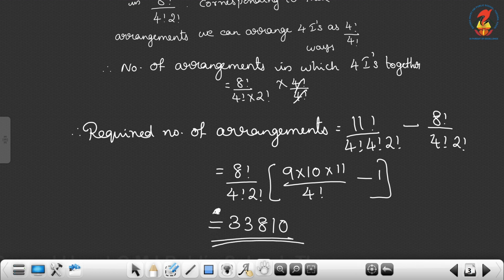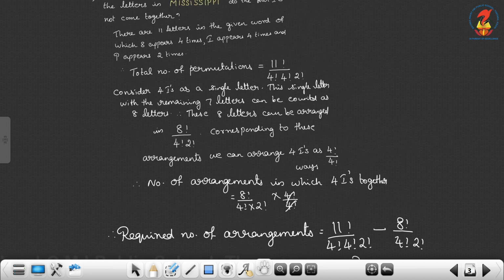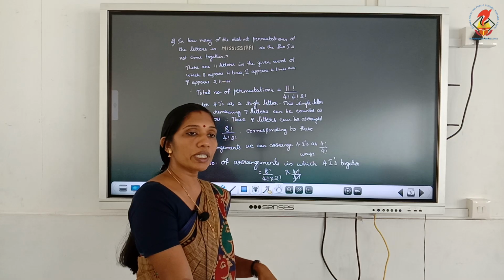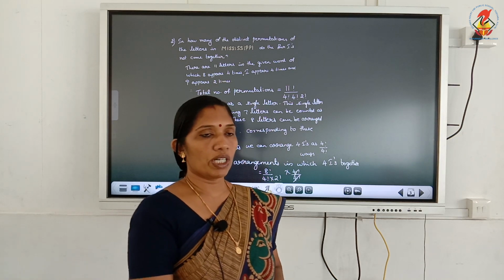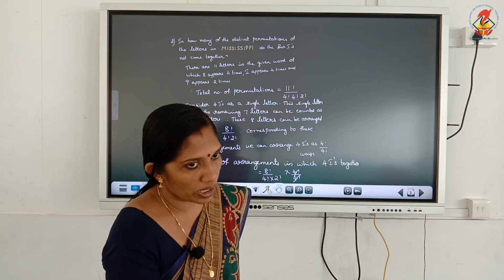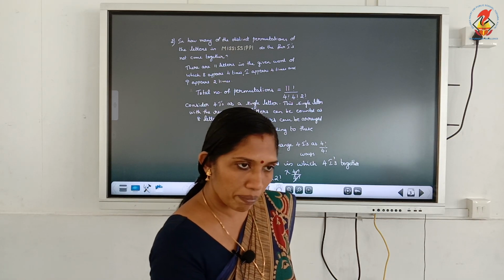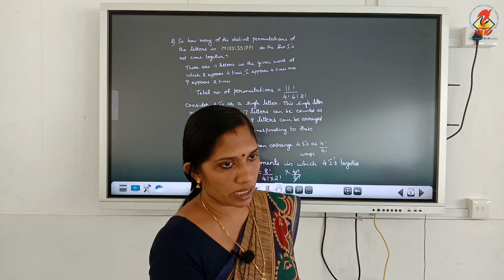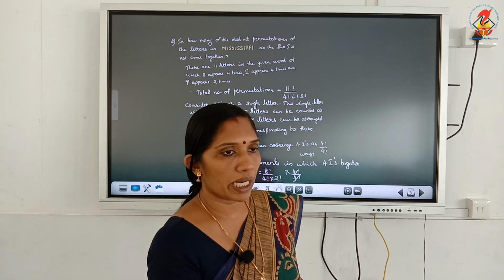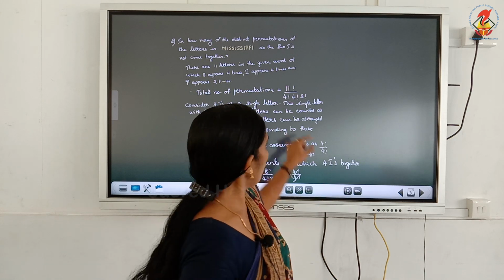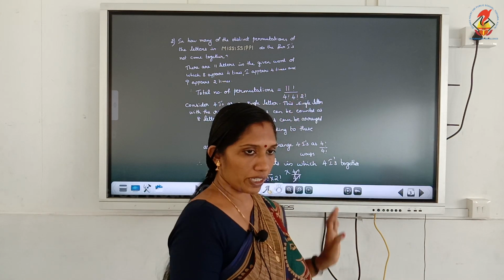Okay. So once again children, in Mississippi the question is how many distinct permutations of the letters in Mississippi do the 4 i's not come together? So what we do is, first you have to find total permutation, count the total letters by, if any letter repeats, that you have to write in the denominator. So total 11 letters by 4s, 4i and 2p. So 4 factorial, 4 factorial, 2 factorial.